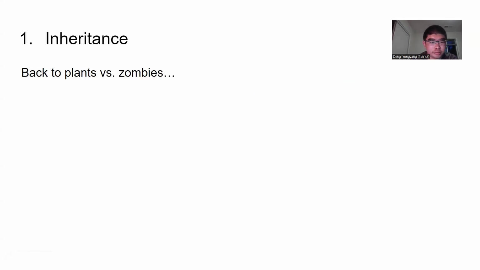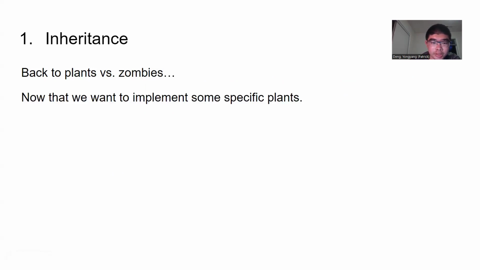So back to PVZ. We have talked about how we have some different plants in the group of plants, like sunflowers, peas, and also potatoes. They actually have different behaviors, although they are all plants. But the basic thing is that they are plants. So they have everything that a plant should have, such as they cannot move, and they also have something called health, like how long they can resist being attacked and things like that.